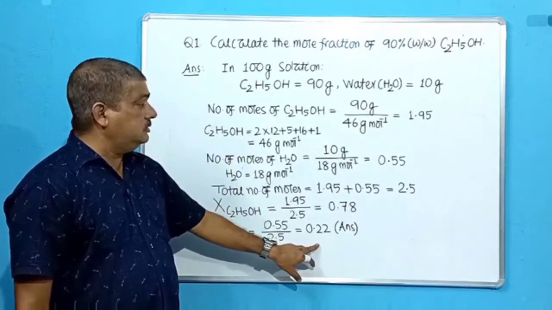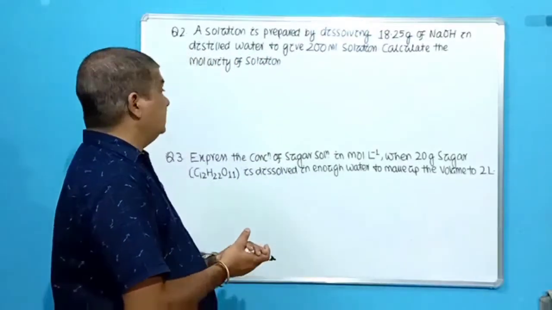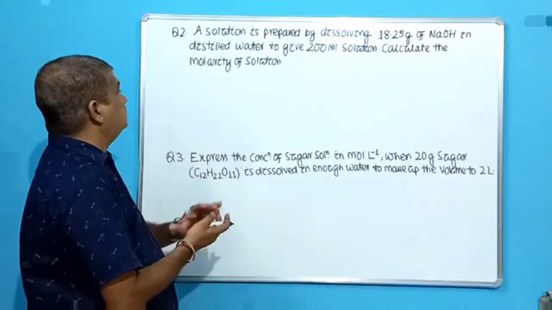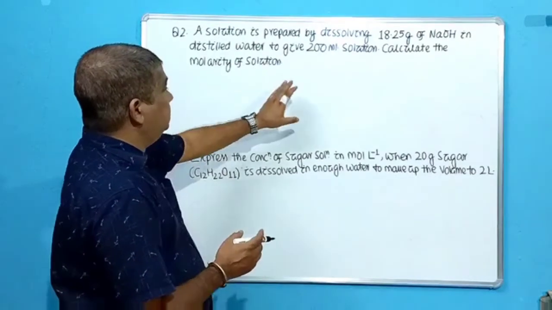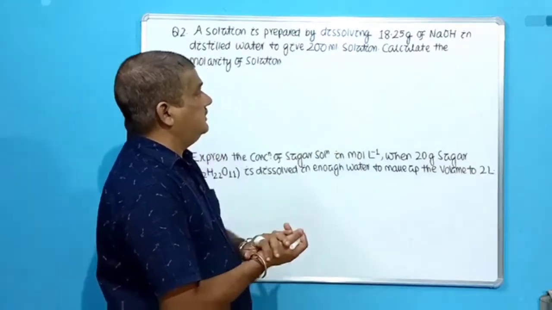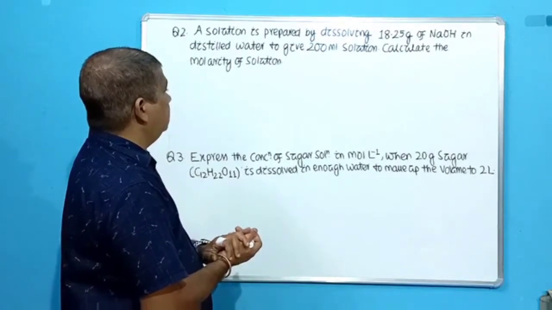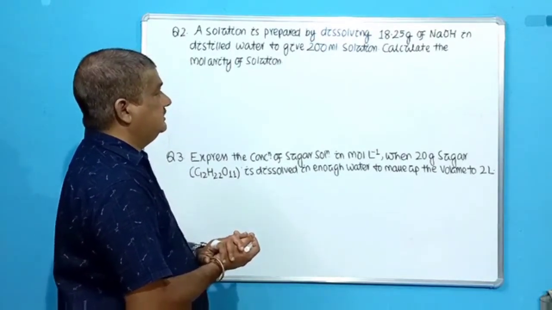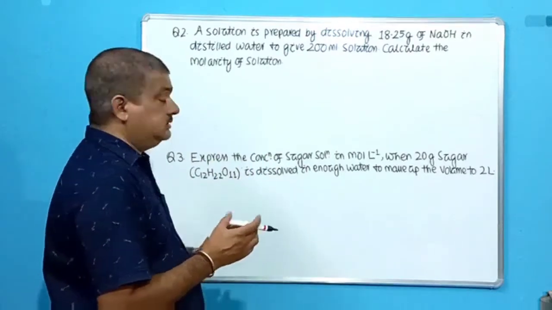Then, we will move to question number 2 and 3. So, next students will come to question number 2 and 3. So, these are the questions. First let us solve question number 2. A solution is prepared by dissolving 18.25 gram of sodium hydroxide in distilled water to give 200 milliliter solution. Calculate the molarity of solution.